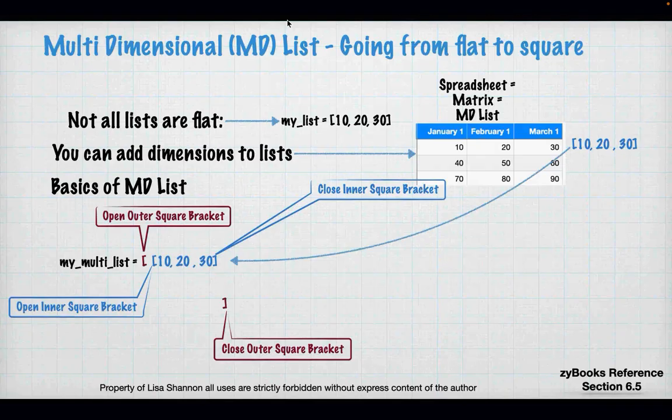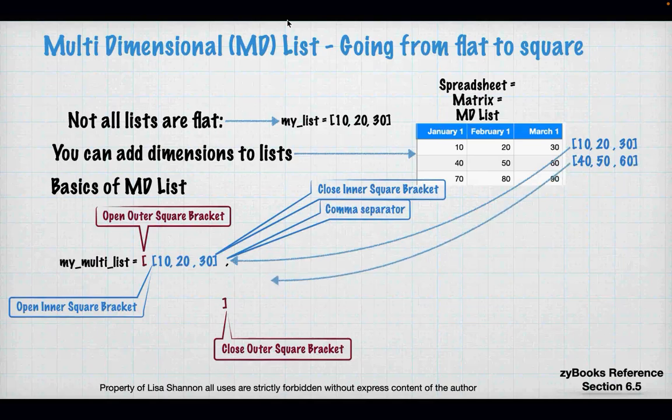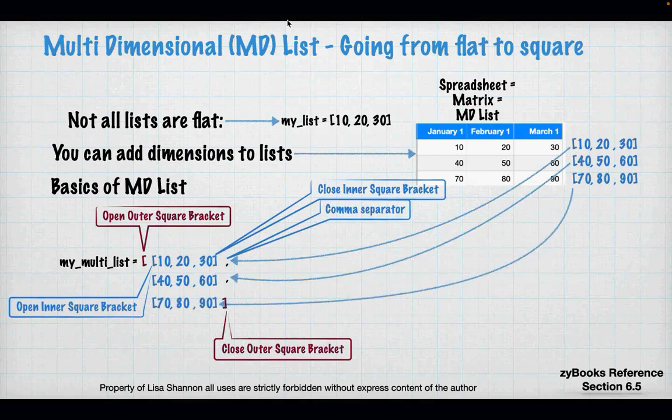So you have to start and end with the square brackets. And then each individual list inside has to have its own square brackets. So in this case, the first row, which is 10, 20, and 30, is going to have square brackets in its representation in Python. We're going to have a comma, and then we're going to do the next one. So 40, 50, 60, and then 70, 80, 90. And you'll notice there's no comma after 70, 80, and 90 because it's the last element in the outer list.